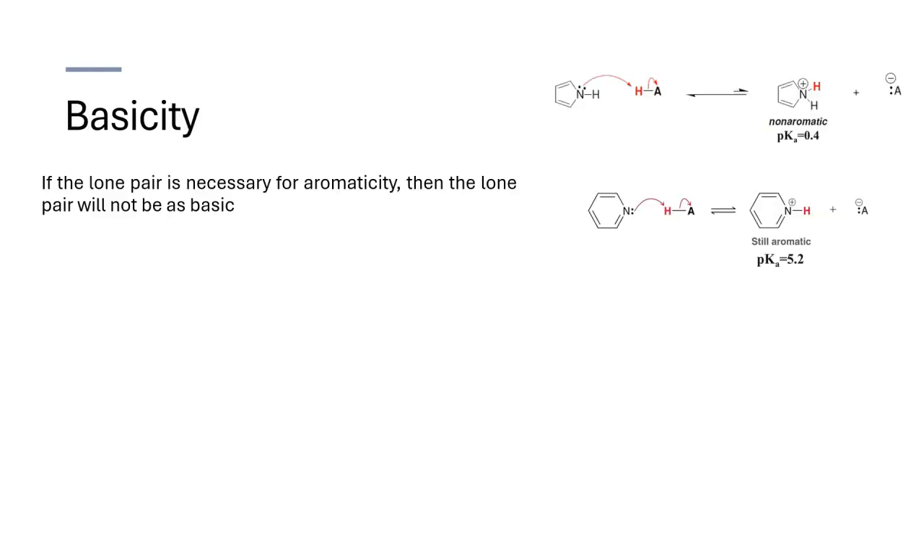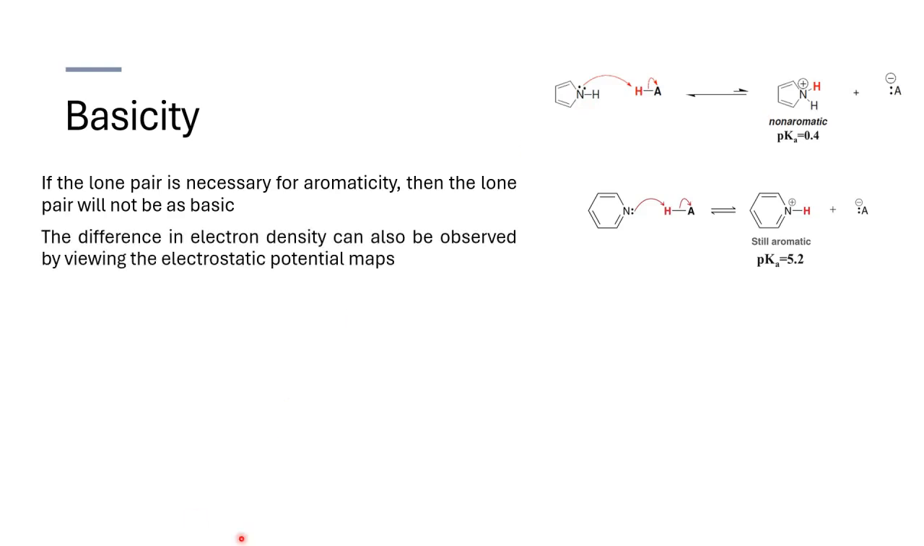Basicity. If the lone pair is necessary for aromaticity, then that lone pair will not be basic. Note, in the first example with pyridine, since that lone pair is not needed, it is going to be basic enough to extract H+. However, in pyrrole, the lone pair is needed, so protonation will result in a non-aromatic species, which is not as stable as keeping the aromaticity.